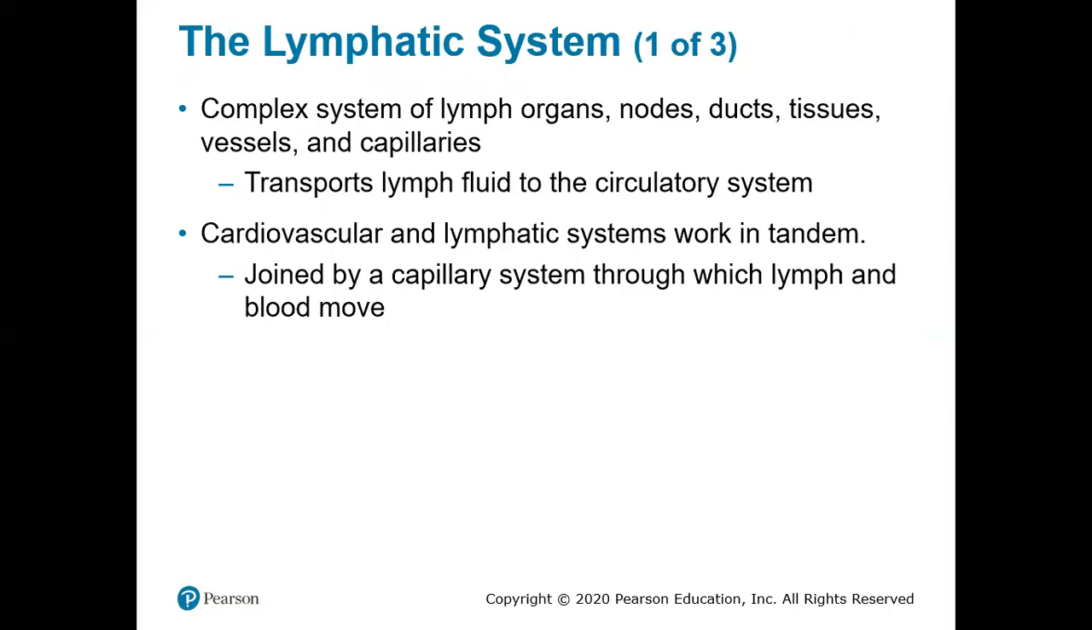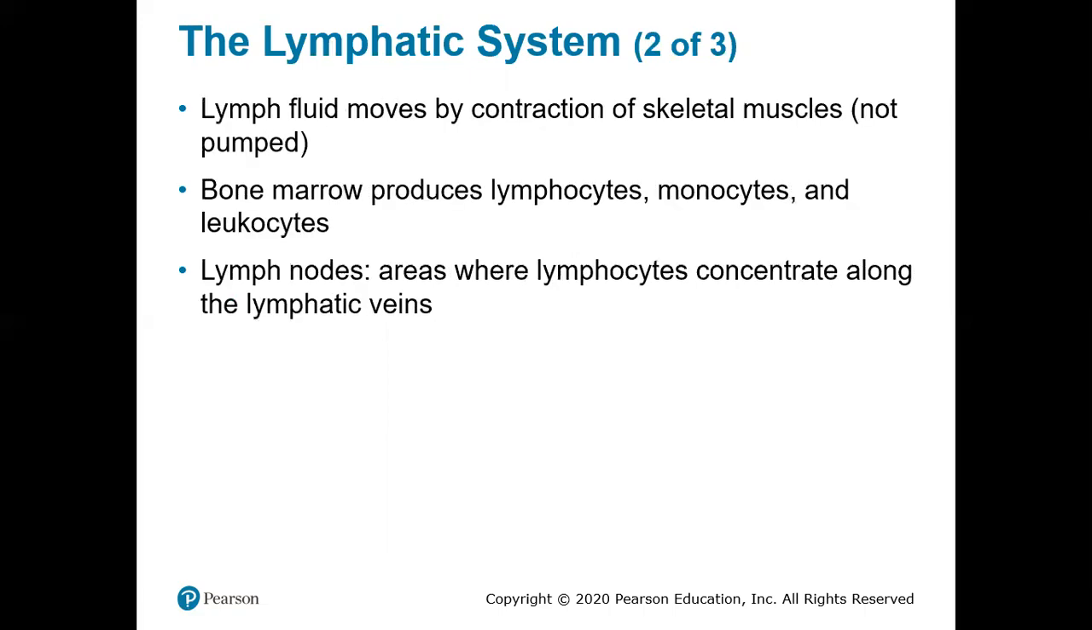Now we're going to look at the lymphatic system. Lymphatic system is found on page 488 in the textbook. This is a complex system of lymph organs, nodes, ducts, tissues, vessels, and capillaries. Transports lymph fluid to the circulatory system. Cardiovascular and lymphatic systems work in tandem, joined by a capillary system through which lymph and blood move. Lymph fluid moves by contraction of skeletal muscles, not pumped. Bone marrow produces lymphocytes, monocytes, and leukocytes. Lymph nodes are areas where lymphocytes concentrate along the lymphatic veins.